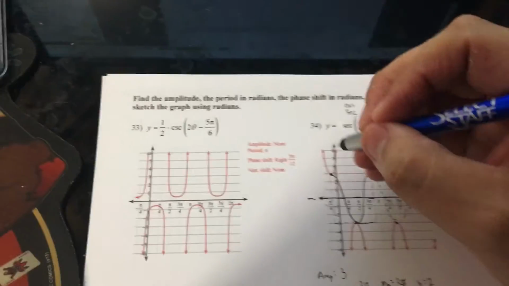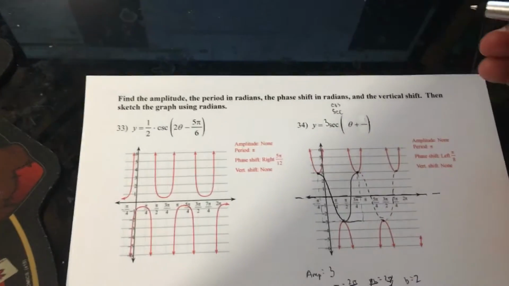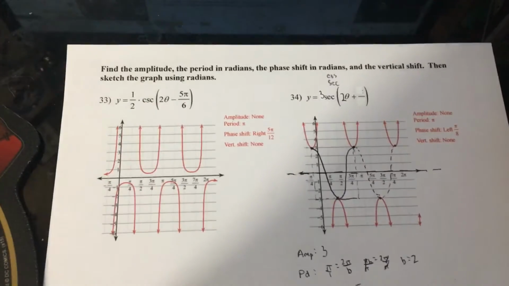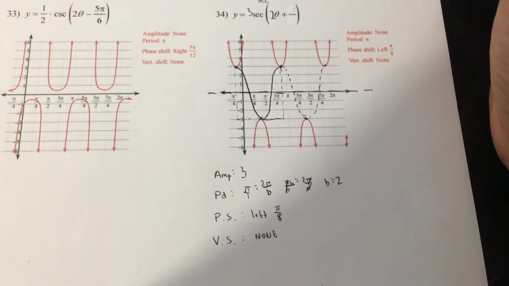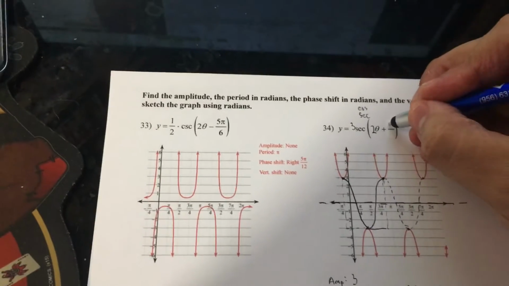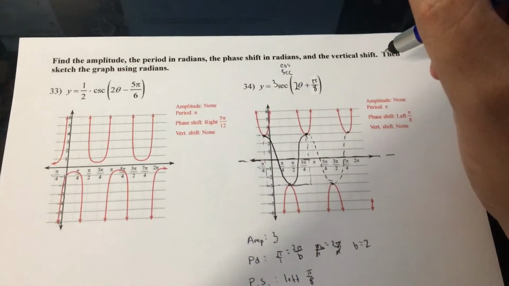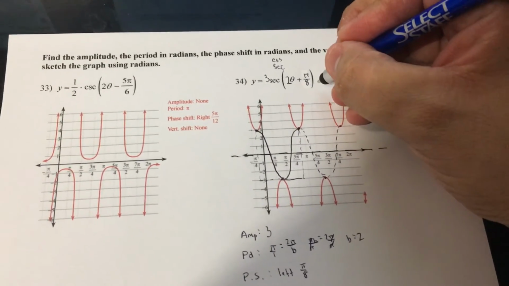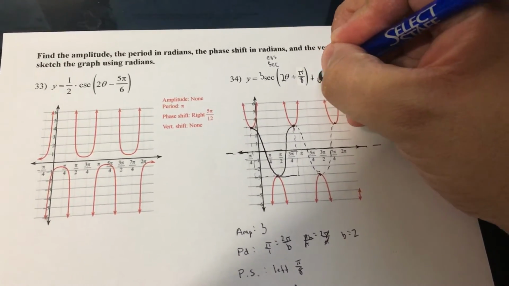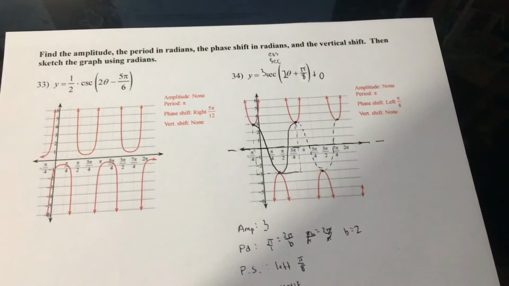All I have to do is plug it in. So my amplitude put in the same spot is going to be a 3. My b I found out was a 2. My phase shift was pi over 8, and plus sign because I moved to the left. I didn't erase that, so that stays there. And you don't have to put a value for d, but that's what I would do if I did.